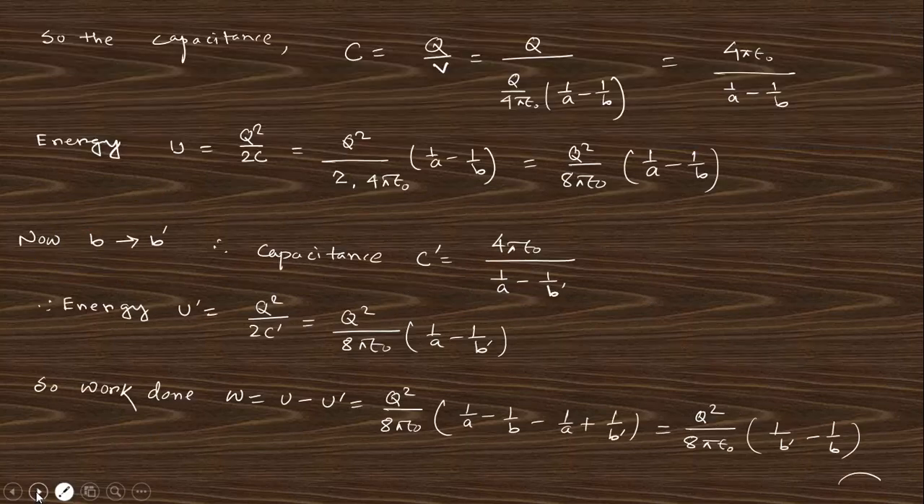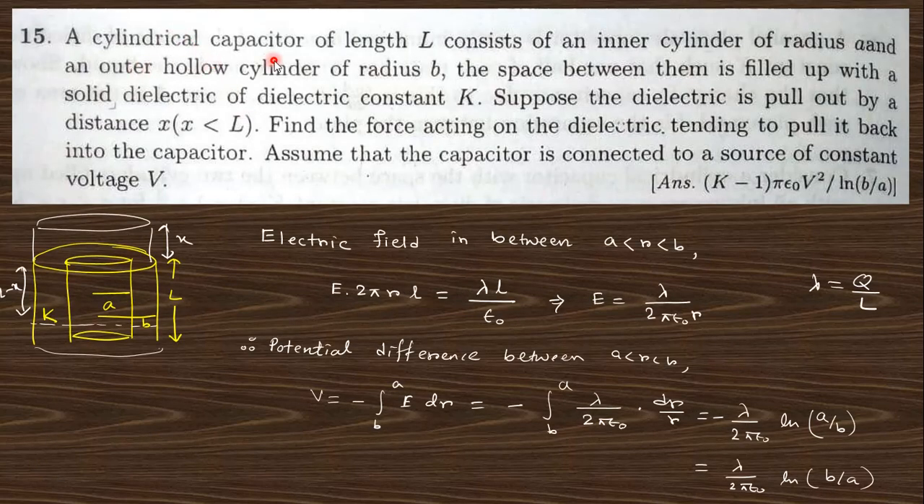Clear? Next question. A cylindrical capacitor of length L consists of an inner cylinder of radius A and an outer cylinder of radius B. The space between them is filled by a solid dielectric of constant K. Suppose the dielectric is pulled out by a distance x. So x distance pulled out means there is x of air, and the rest, L minus x, is in the dielectric medium. Find the force acting on the dielectric.